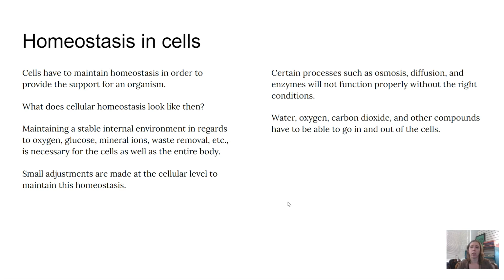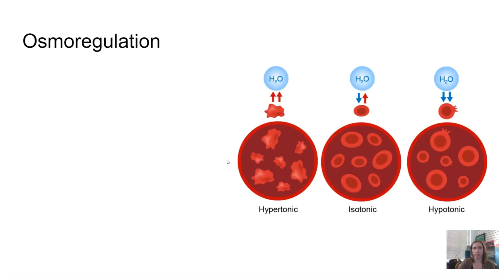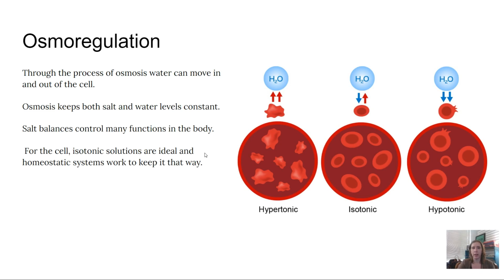Water, oxygen, carbon dioxide, and other compounds have to be able to go in and out of cells. And this is completed through the process of diffusion and osmosis, which in turn is dependent on the body's water and salt balance. Osmoregulation. So through the process of osmosis, water can move in and out of a cell. Osmosis keeps both salt and water levels constant. Salt balances control many functions in the body. For the cell, isotonic solutions are ideal, and homeostatic systems work to keep it that way.